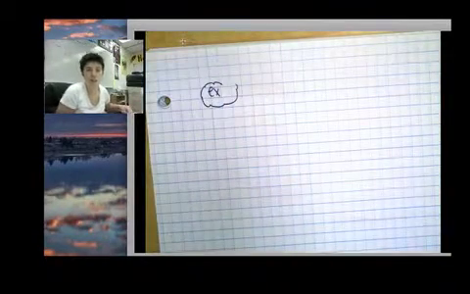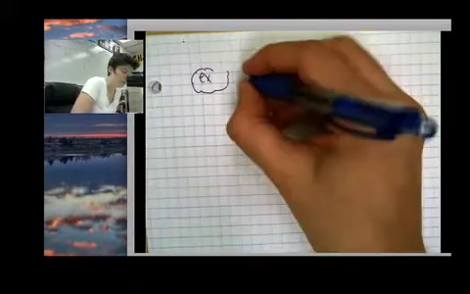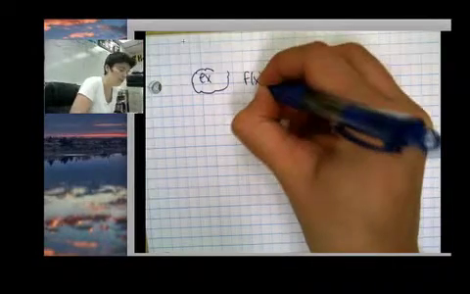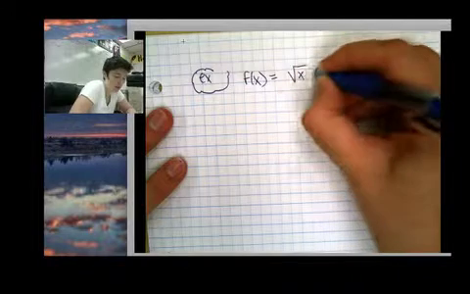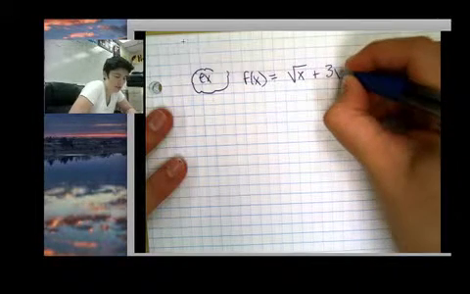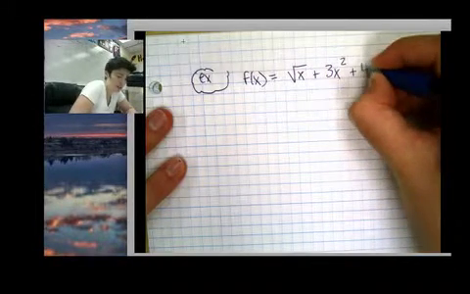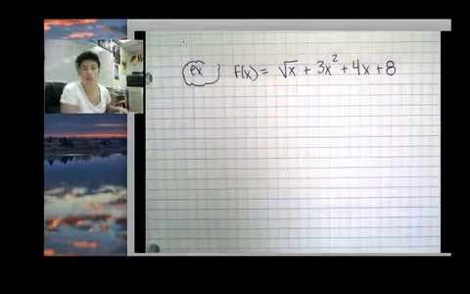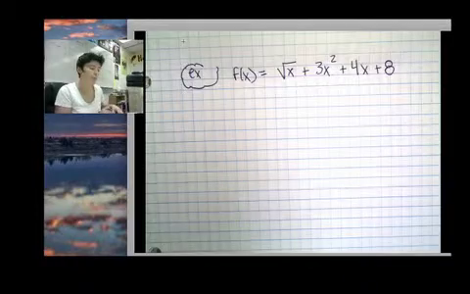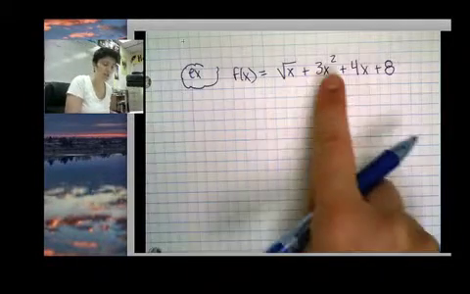Imagine you have a different setup. You have f of x equals, and you get this thing: the square root of x plus 3x squared plus 4x plus 8. I don't know, some long thing with a bunch of little parts to it. You can power rule every piece of this problem.